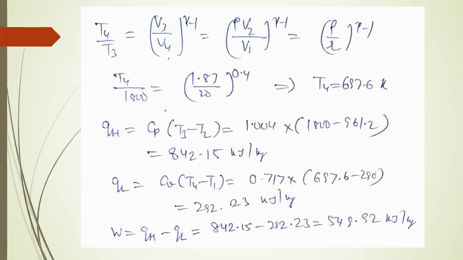Now the heat added, which is equal to Cp into T3 minus T2, comes out to be 842.15 kilojoule per kg. And the heat rejected, that is equal to Cv into T4 minus T1, comes out to be 292.23 kilojoule per kg. Now the net work, which is equal to QH minus QL, comes out to be 549.92 kilojoule per kg.